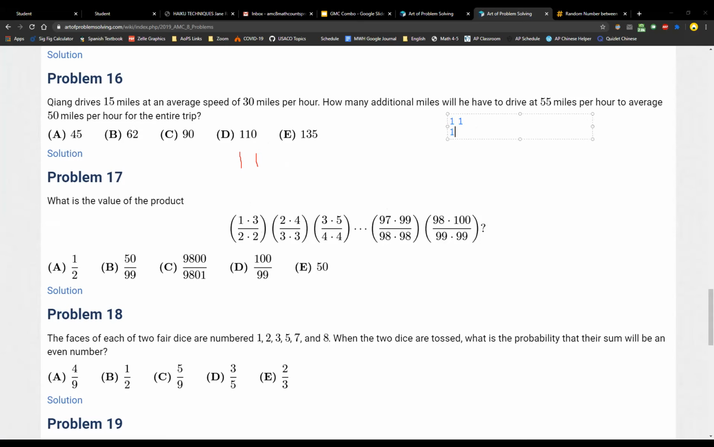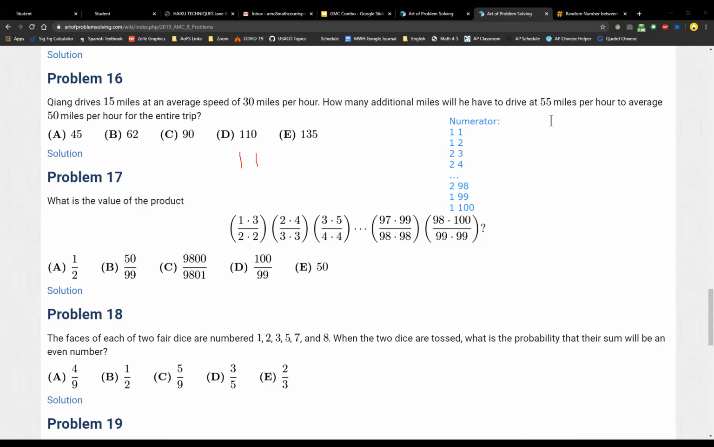How many 2s are there? There's 1, 2. And then there's 2 3s, 2 4s, all the way to 298. Yeah, there's 2 98s, 199, 1 100. And this is the numerator.